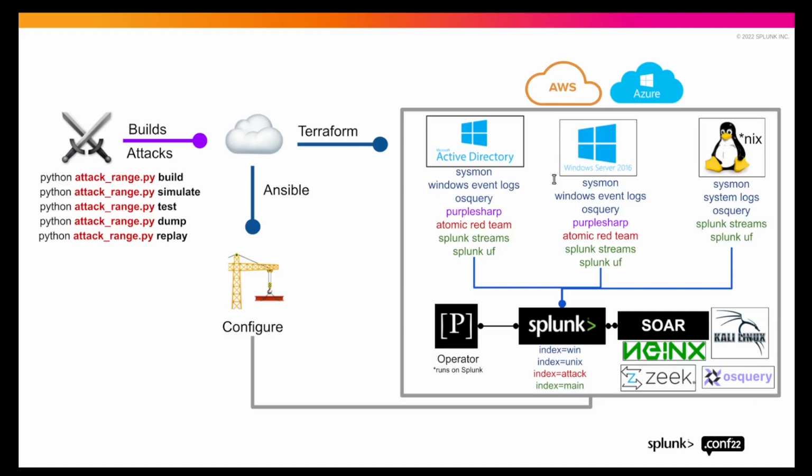The attack range supports a varied set of assets like Windows Domain Controller, Active Directory, and Linux servers, and even C2 operations via the Kali Linux instance. It's set up to collect logs into a Splunk server that has all the TAs and plugins pre-installed to bring all that data back in a normalized fashion. Finally, and optionally, the attack range can bring up a Splunk SOAR instance pre-configured to allow analysts to also test their investigative and response capabilities.